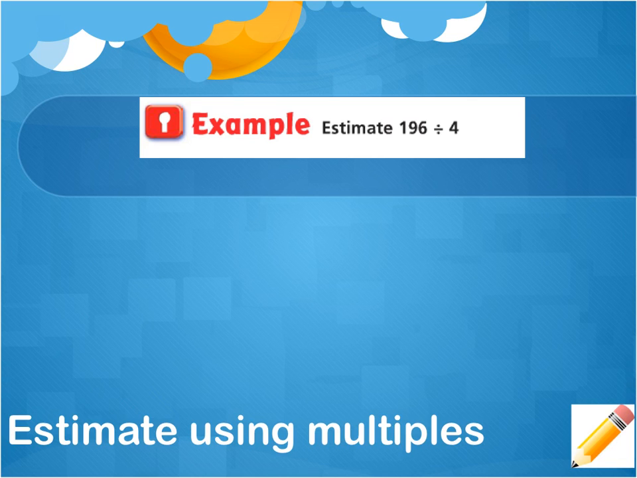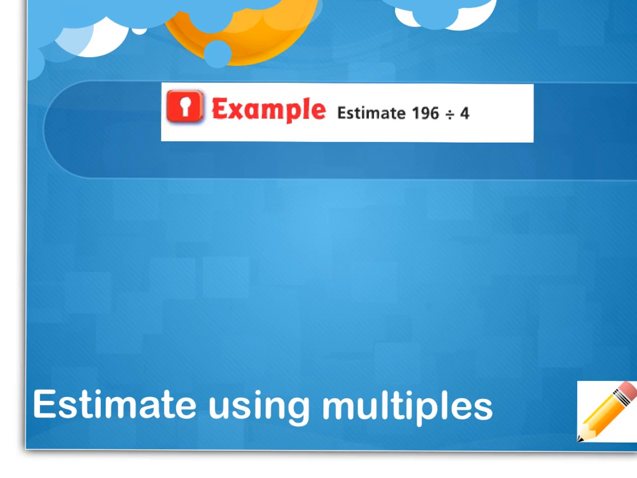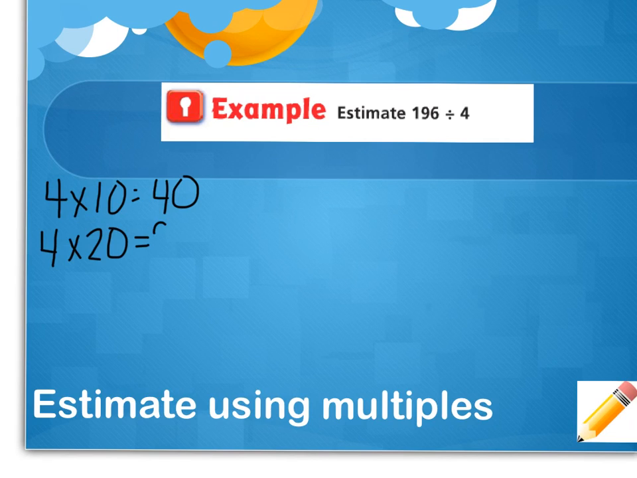Now let's look at another example. If I need to estimate 196 divided by 4, and I want to use multiples to do so, it's going to take me a very long time to count by 4 to get to 196. Instead of starting with 4 times 1 as my multiples and counting up, I can start at a higher number. I know that 4 times 10 is 40, but that's still a long way from 196. So I can find 4 times 20, which would be 80.